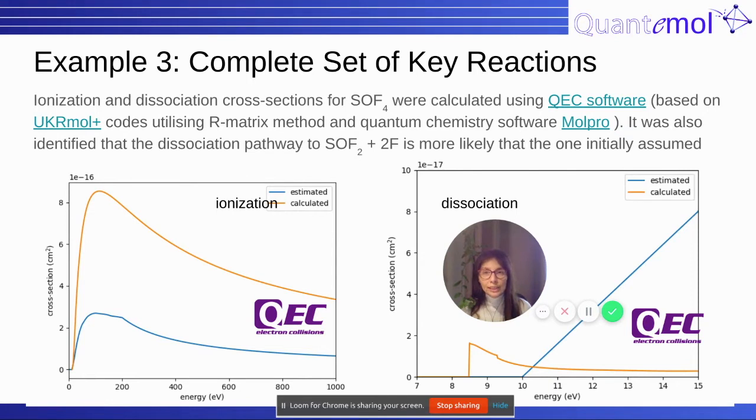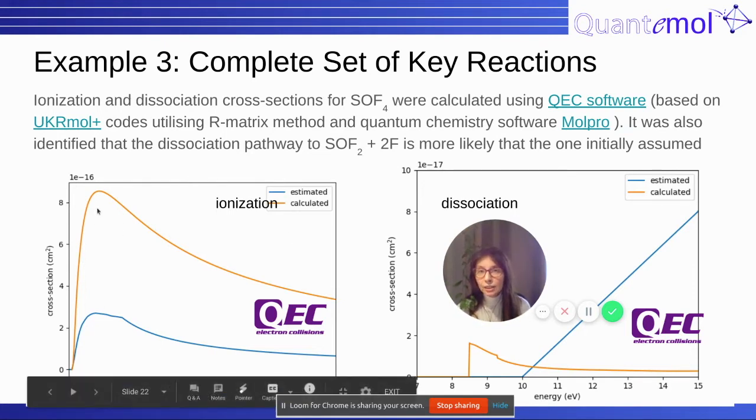We have also identified that the dissociation pathway of SOF4 is more likely to lead to SOF2 plus 2F, because SOF2 is a more stable molecule than SOF3. If you look at the graphs, where the orange line is the calculated cross-section and the blue line is estimated, you can see that there is quite a significant difference and probably it will impact our calculation results.